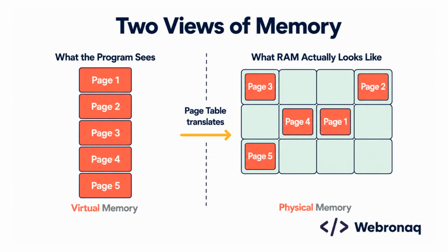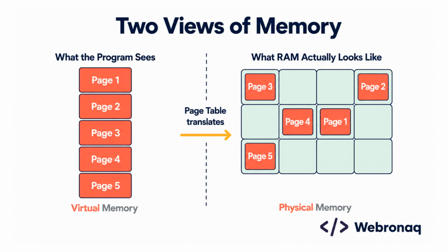But the actual RAM, the physical memory, looks completely different. The pages are scattered, mixed in with pages from other programs, sitting wherever there was free space. The page table is the translator between these two worlds. Every time the program touches memory, the OS quickly converts the virtual address into the real physical address. The program never knows the difference.